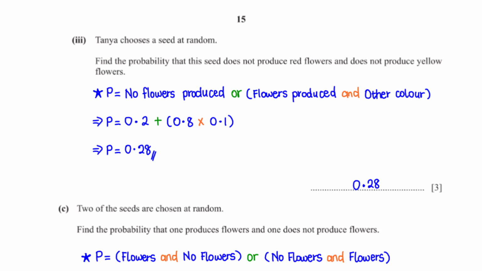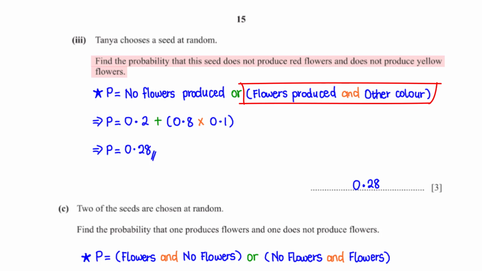Tanya chooses a seed at random. Find the probability that this seed does not produce red flowers and does not produce yellow flowers. For this probability, we have two scenarios. In the first scenario, the seed does not produce flowers, and for the second possible scenario, the seed produces flowers and the flowers are neither red nor yellow.